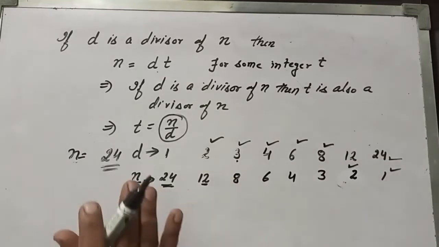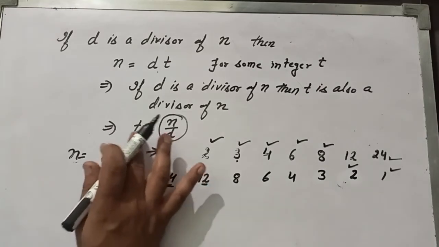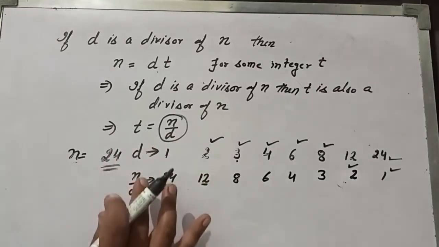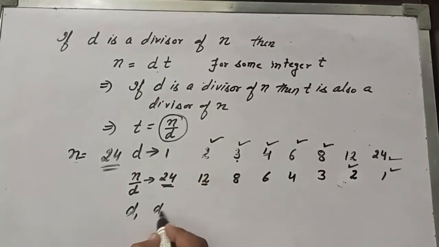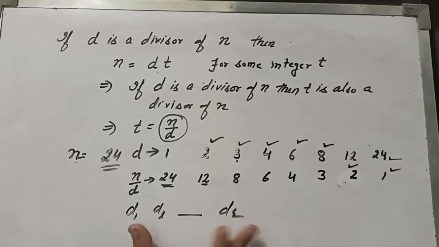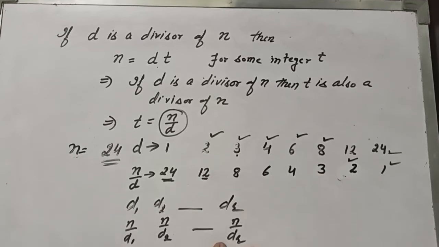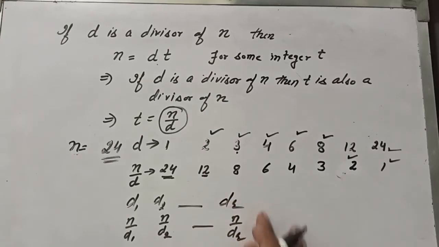It means the number of divisors of an integer will remain the same. If d1, d2, ..., d_k are the divisors of an integer n, then n by d1, n by d2, ..., n by d_k are also the divisors of this integer n, and the number will be the same. Okay, so this is the main concept which is the backbone of all these three results, and we will use this result frequently in all these three results.